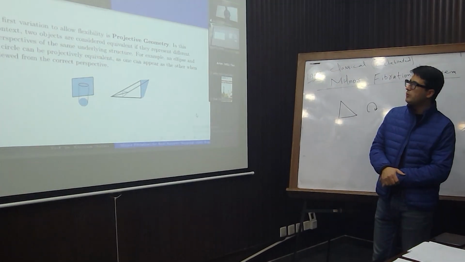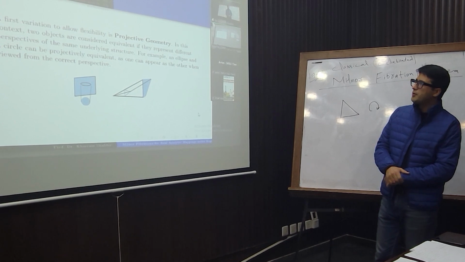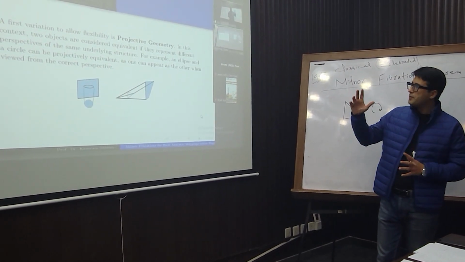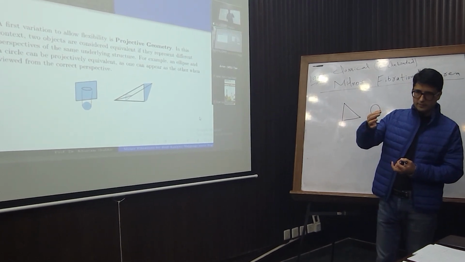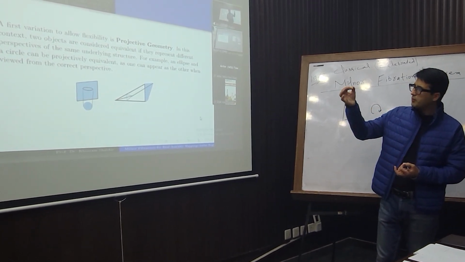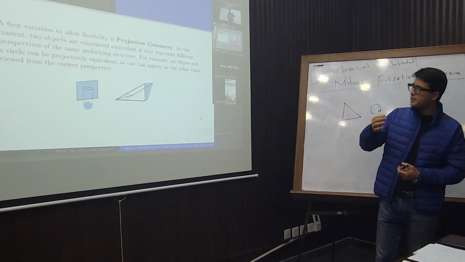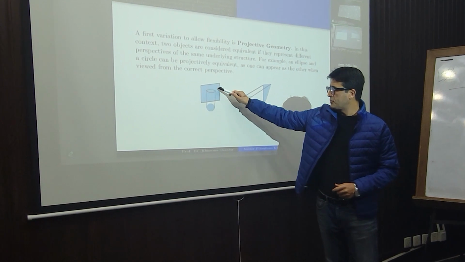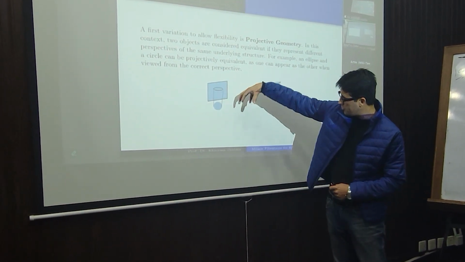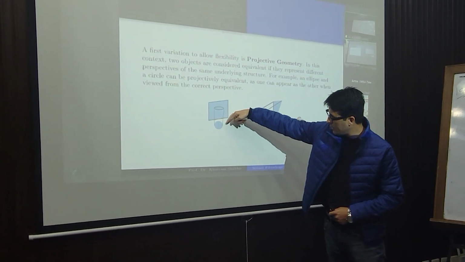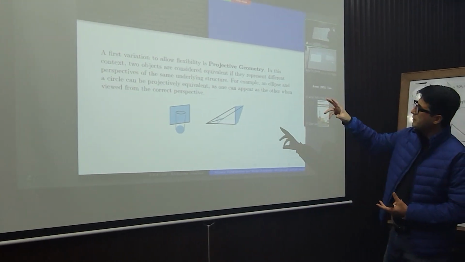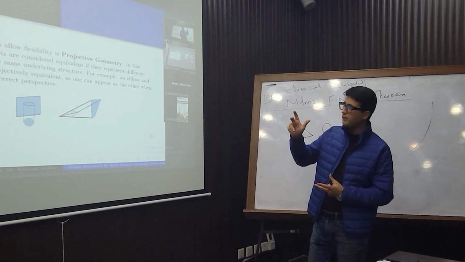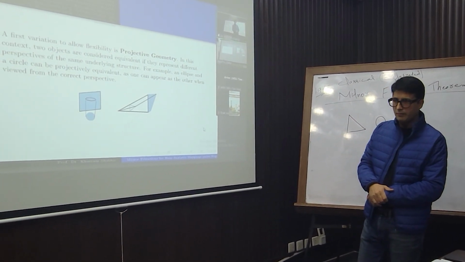Now we move to projective geometry. In projective geometry, we are a little bit more flexible. For instance, here the two objects are projectively equivalent. If you see here, this picture looks like an ellipse, but if you look at the projection, it looks like a circle. So it means these two objects, the circle and the ellipse, are projectively equivalent. Right? Next.